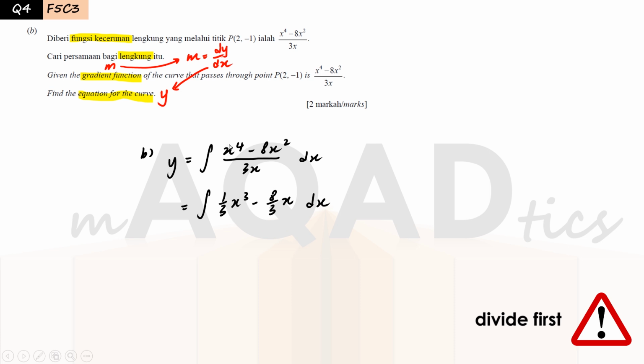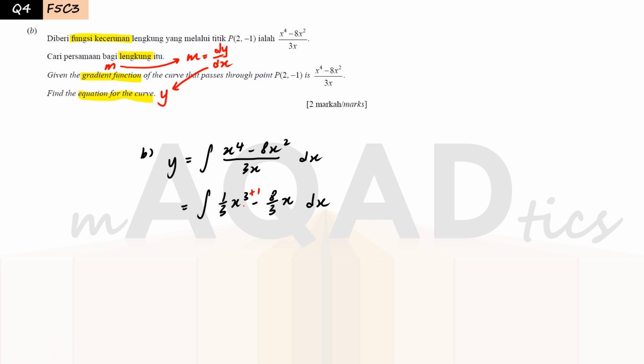So what I'm saying is, for x to the power of 4, divide with 3x to get this, and 8x squared divide with 3x to get this. Okay, so now you see that these two values are separated, and then we can integrate them one by one. Alright, so now just use the normal integration way.